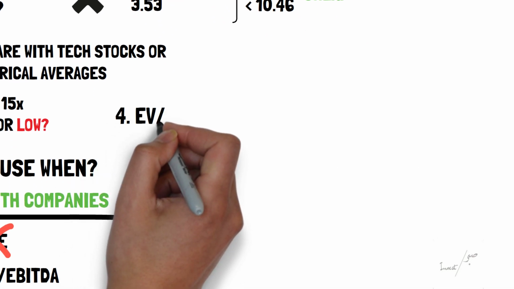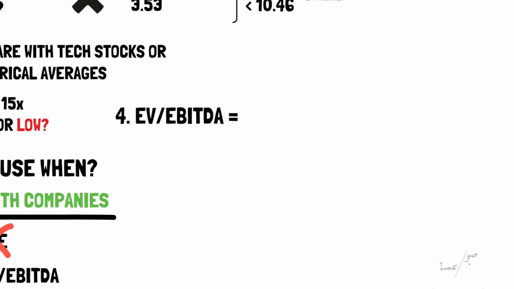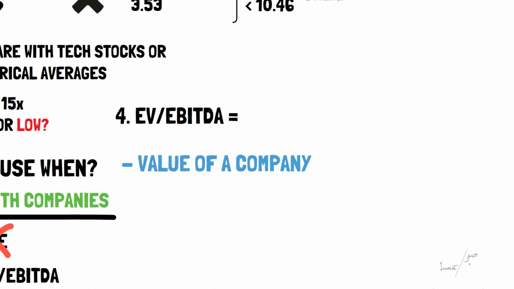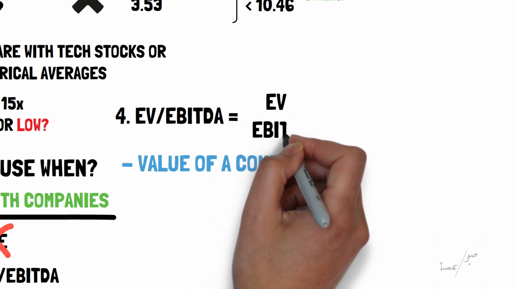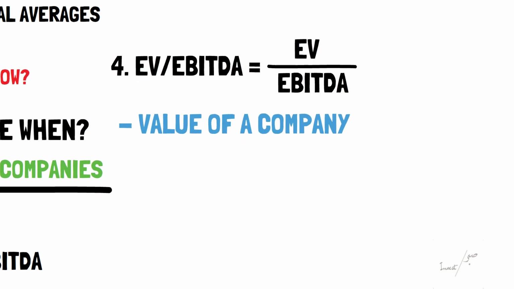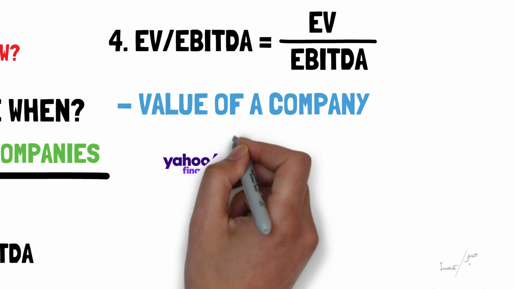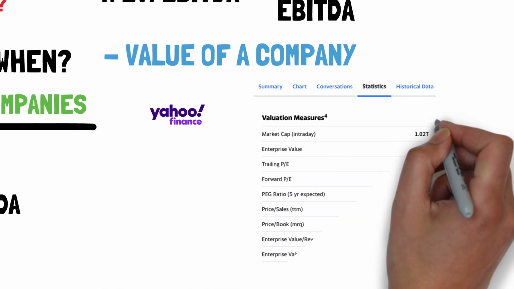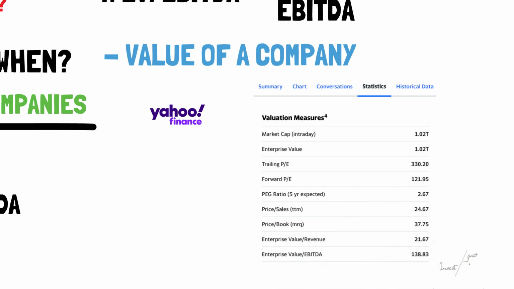The last one that analysts love to use is EV to EBITDA, and it is a metric to determine the value of a company. It is the most used enterprise value multiple, and it is computed by taking the enterprise value and dividing it by earnings before interest, tax, depreciation, and amortization. This is the multiple that has the most work, but you can also find it on Yahoo Finance along with all the other multiples I've mentioned, but for the sake of this video, we will calculate it by ourselves.